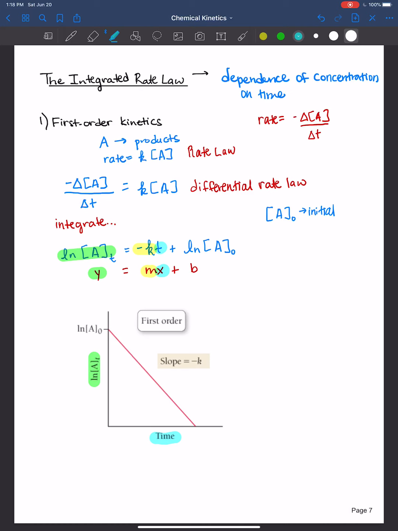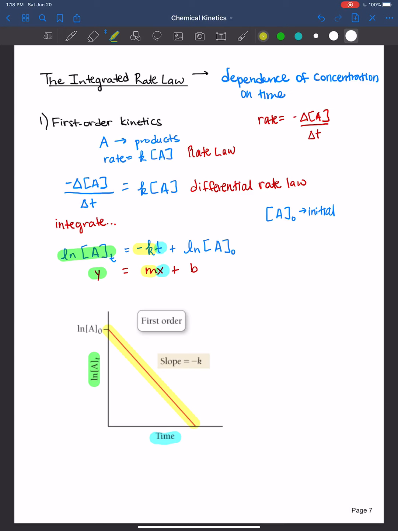And if I get a nice straight line with a negative slope, then yes, I do have first order kinetics. If I don't get a straight line, if it's some sort of curvy line, then it's not fitting true first order kinetics.